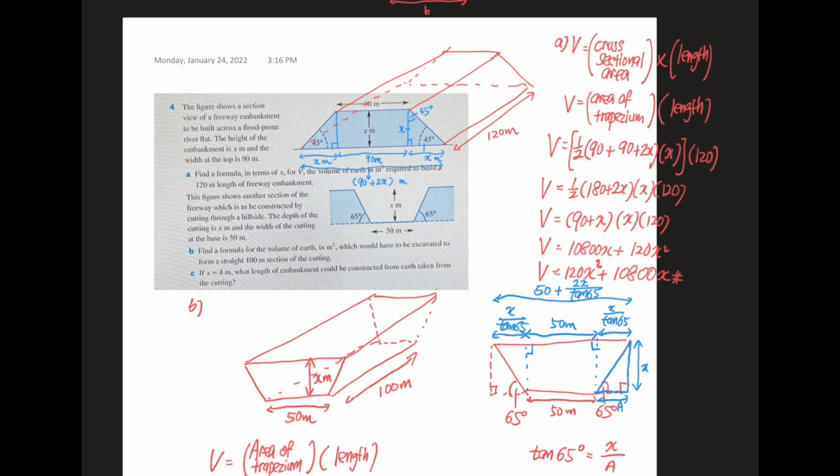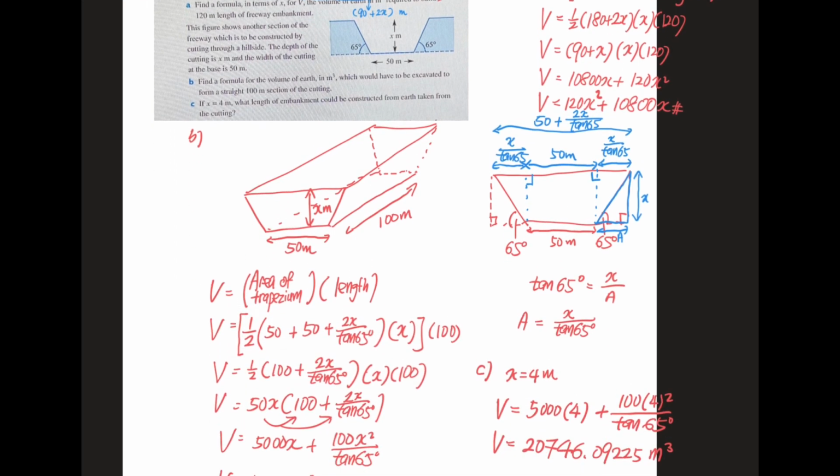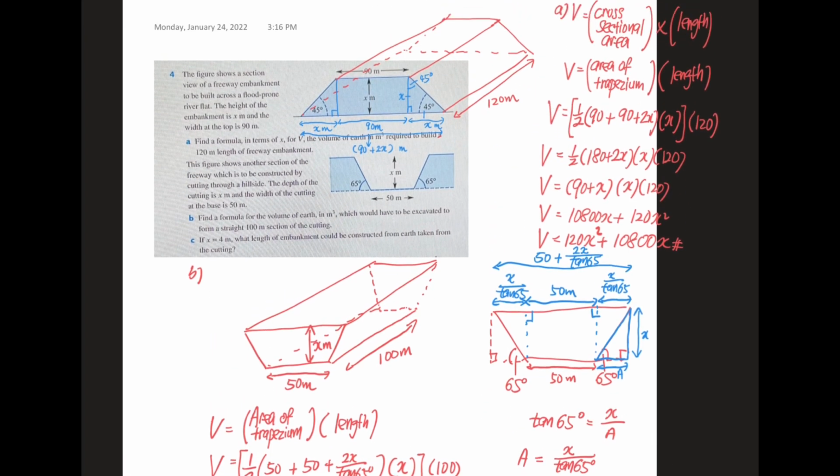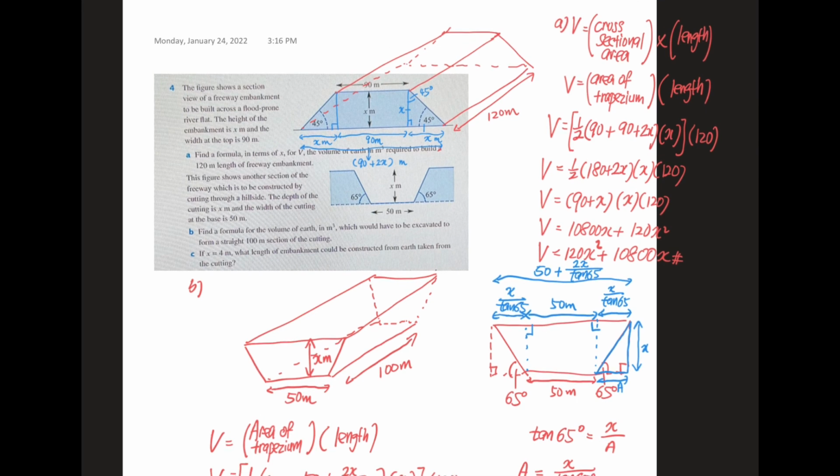Okay, so we have the volume now. So this is the volume. Okay, and then we also have the formula for the embankment. But this time we have to be careful with the formula of the embankment. We can't use 120 meter anymore, because we are going to find the length actually.